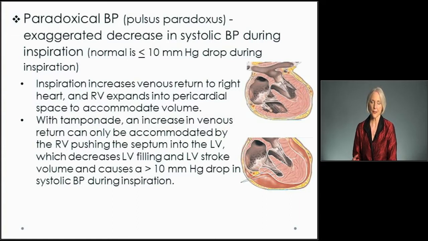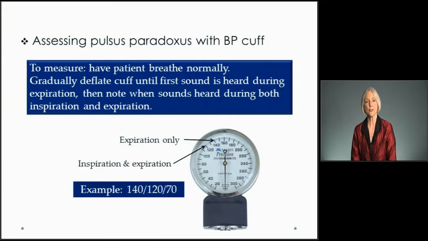So if there's anything like fluid trapped around the heart, or a tension pneumothorax, which we mentioned earlier, that can also decrease right ventricular filling. Anything that decreases the ability of the right ventricle to expand and fill with blood is going to further decrease the ability of the left ventricle to fill, and that will cause a more than 10 millimeter drop in systolic blood pressure during inspiration. So the way that we evaluate this is to assess the systolic pressure during inspiration and expiration. So here's how you do that.